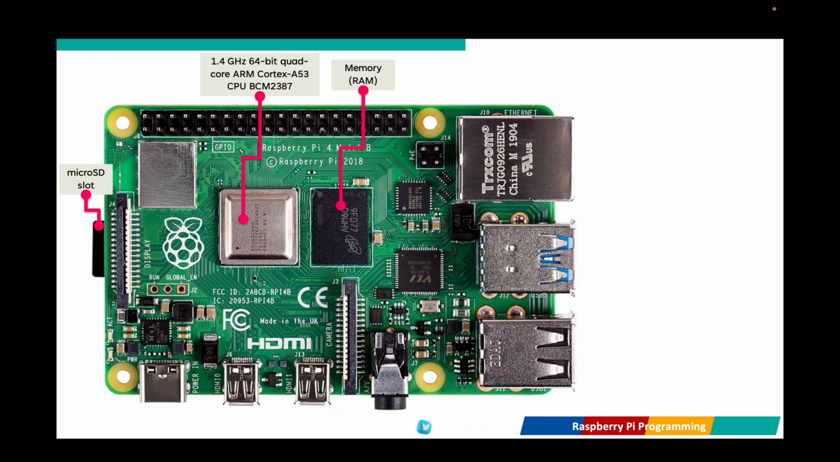This is where you insert your microSD card into the microSD slot. Unlike traditional computers with built-in storage, the Raspberry Pi 4 uses microSD card as its primary storage medium. The operating system, applications, and files are stored here.